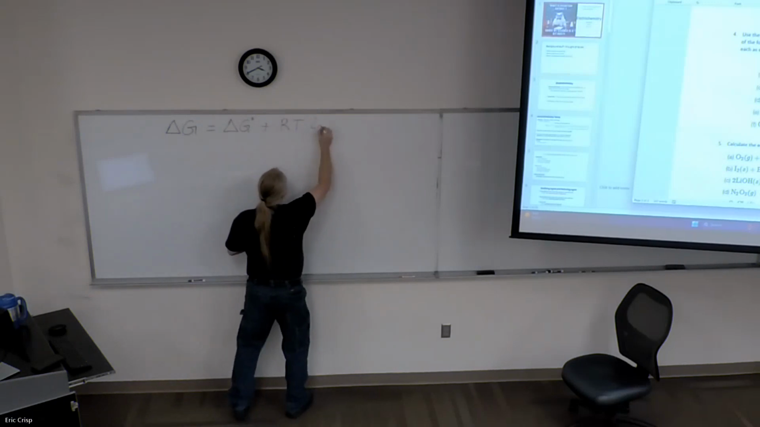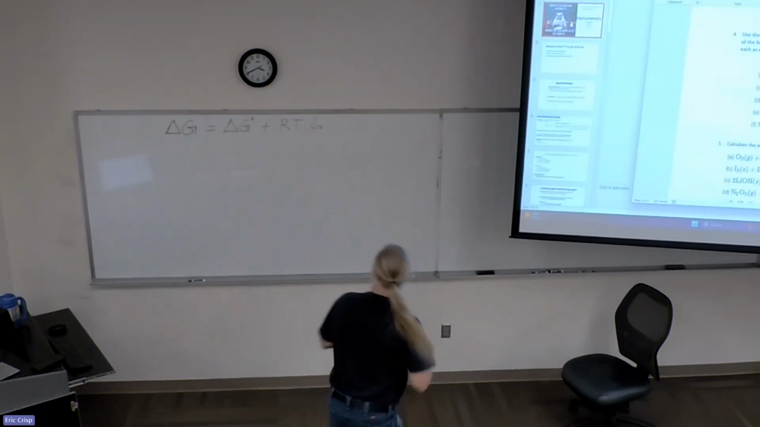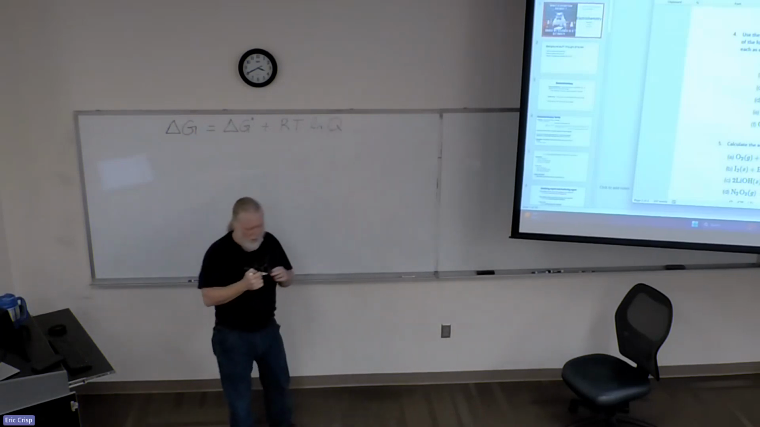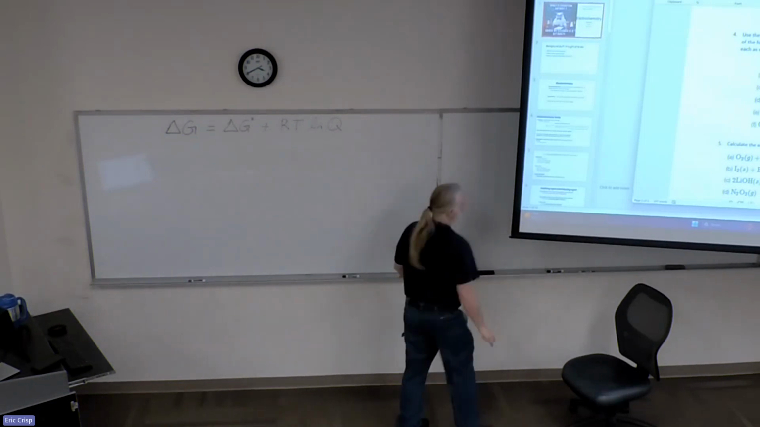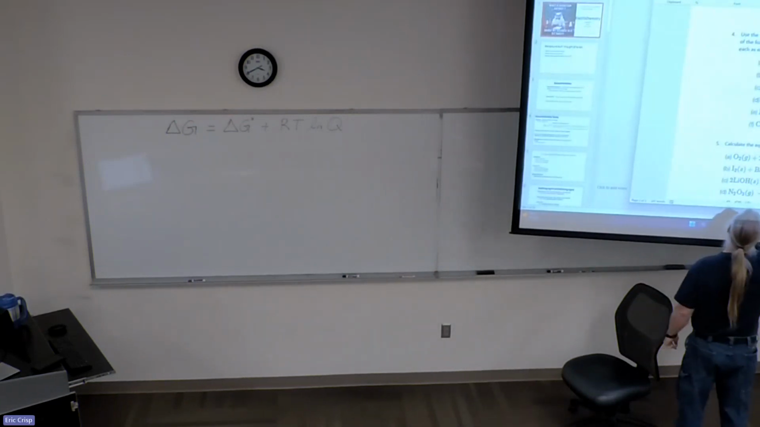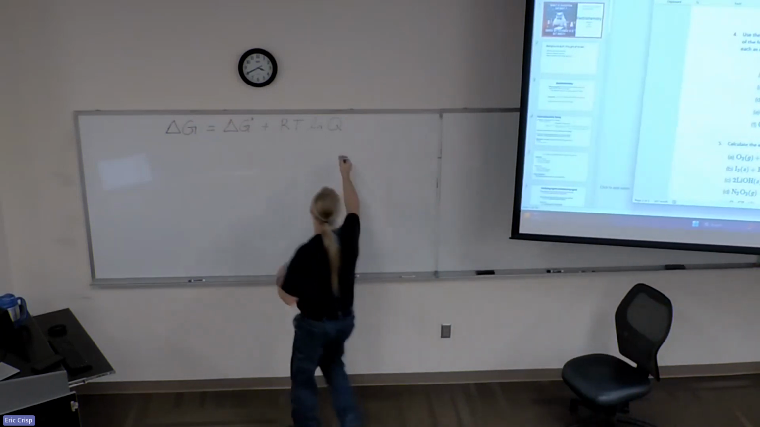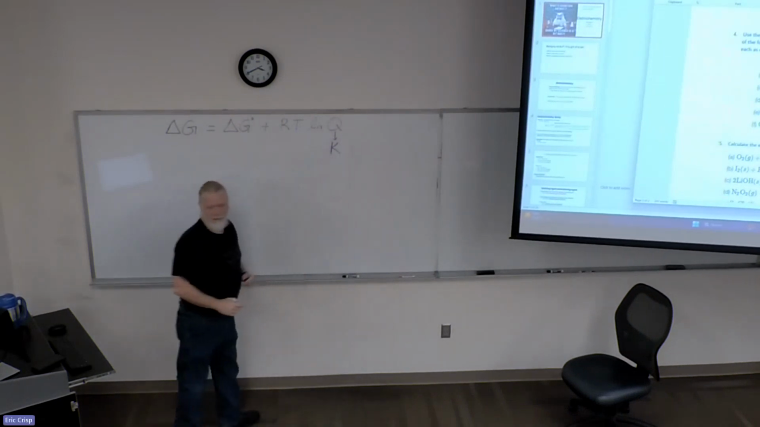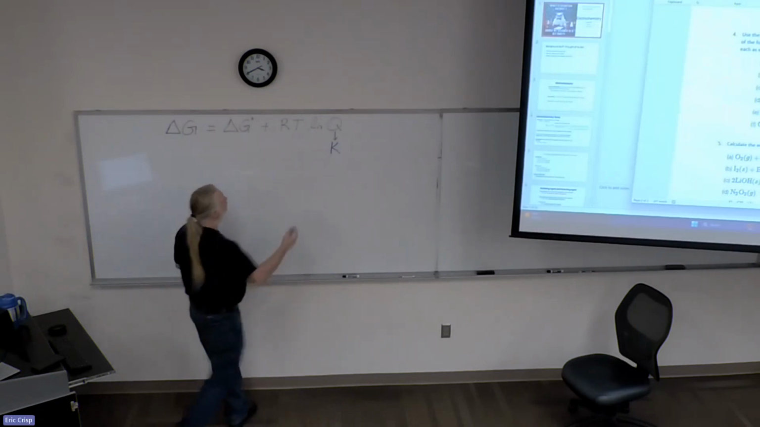RT ln Q, right? But, okay, I'm going to put Q first. So that's at any ratio of products to reactants, right? But this question wants what? Equilibrium constant. So where's that going to go? Where the Q is. All right, so now I'm going to make it K, right? Instead of Q. That's just Q when we reach equilibrium.